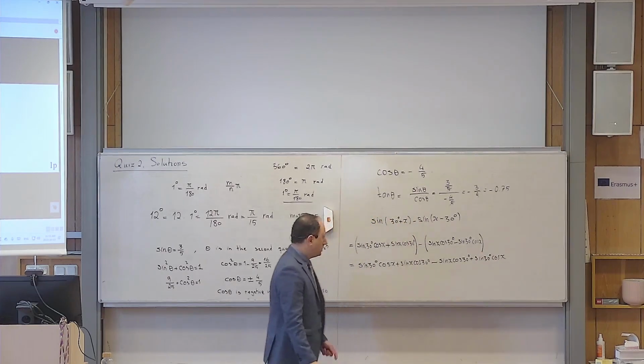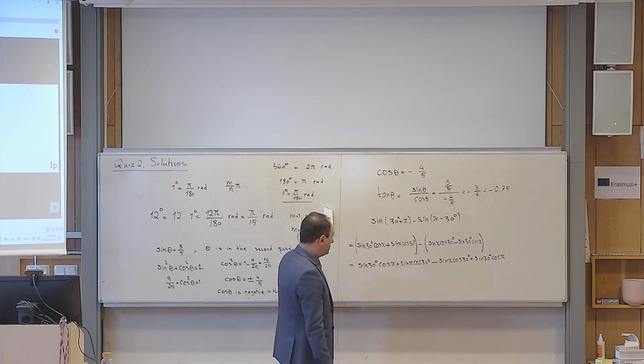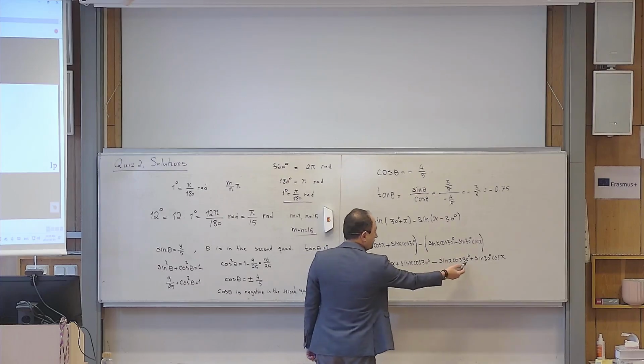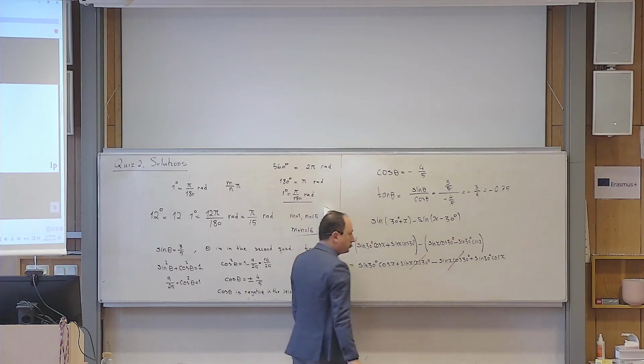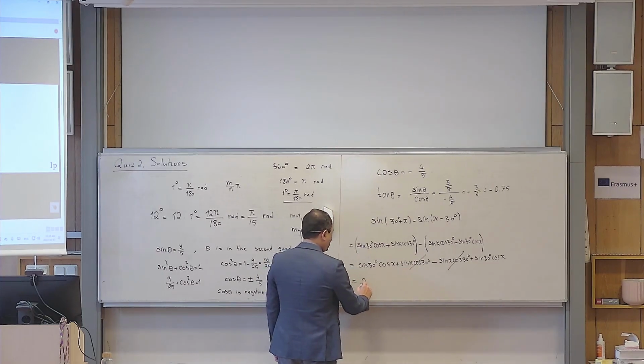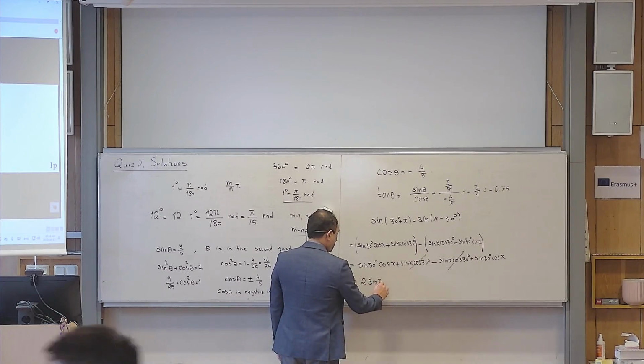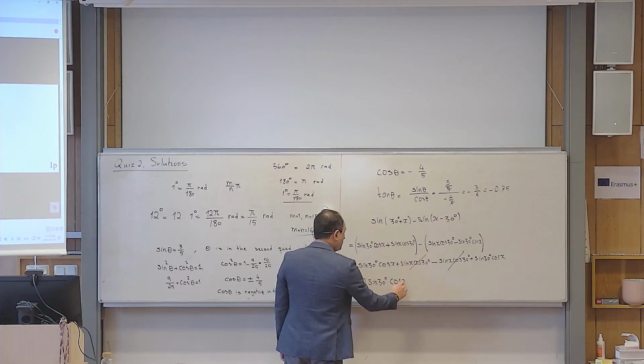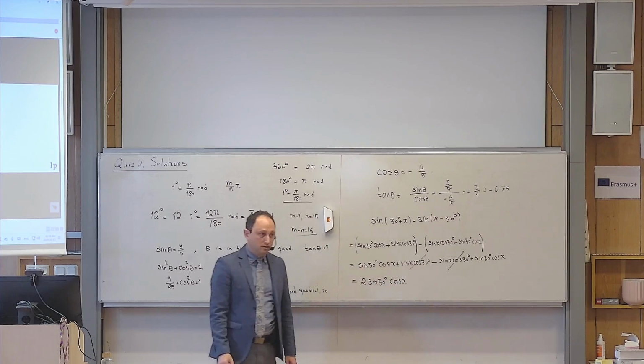Okay? And then what happens? Which ones cancel out? This one and that one are identical, but one of them minus one of them is zero, so they are gone. And this one and the last one are exactly the same. So what is the answer? I don't know, many of you left it like this.